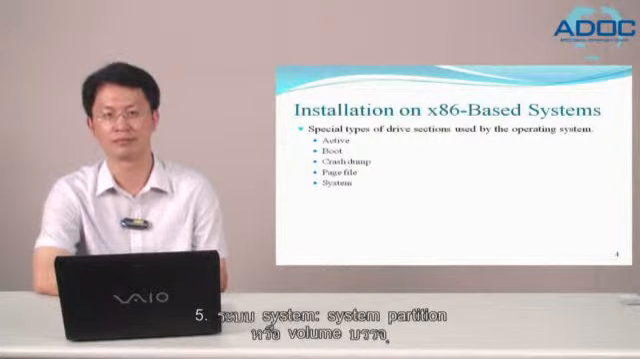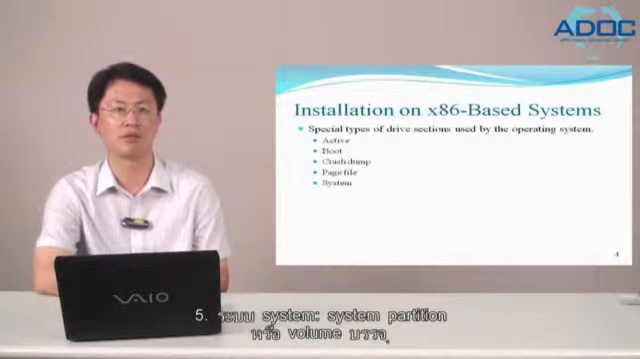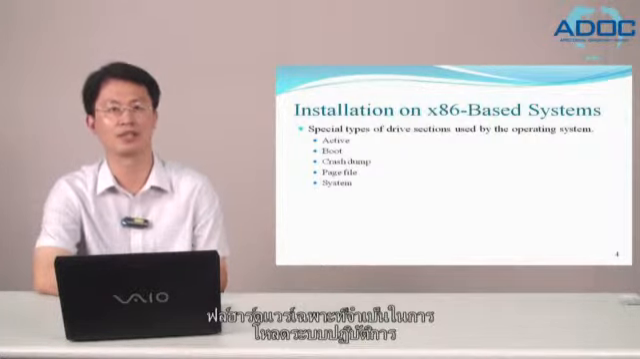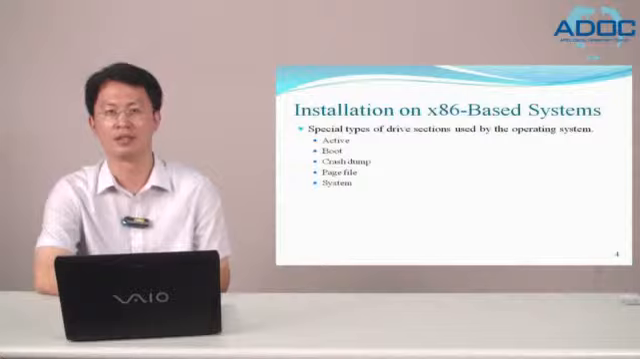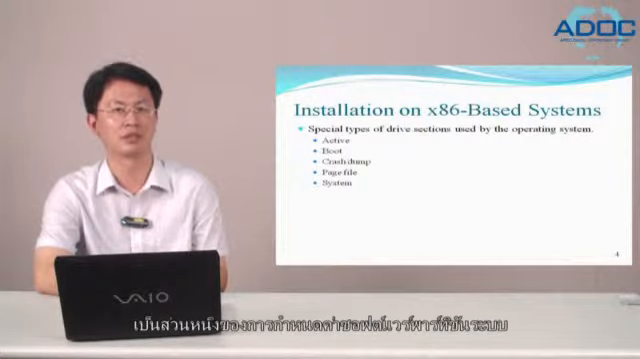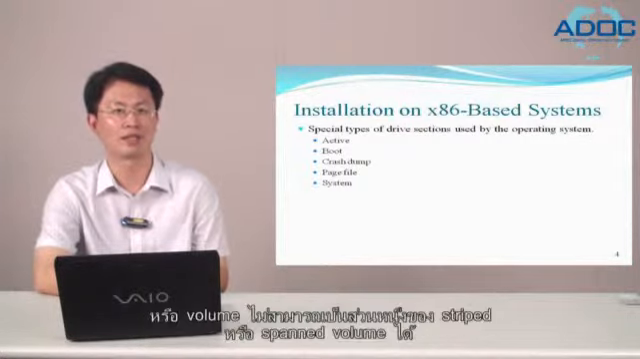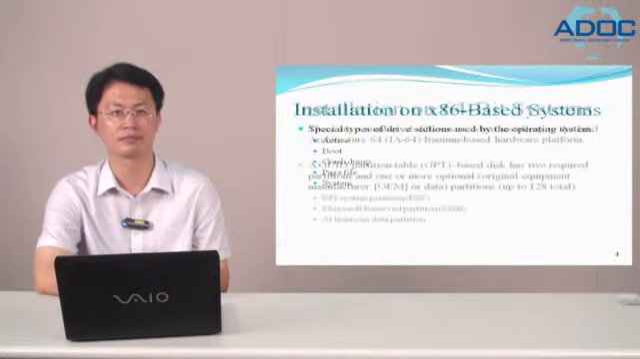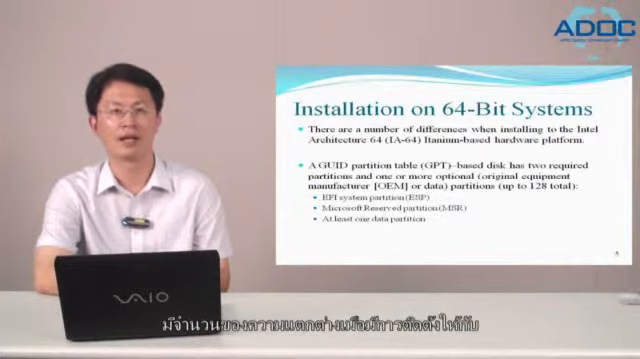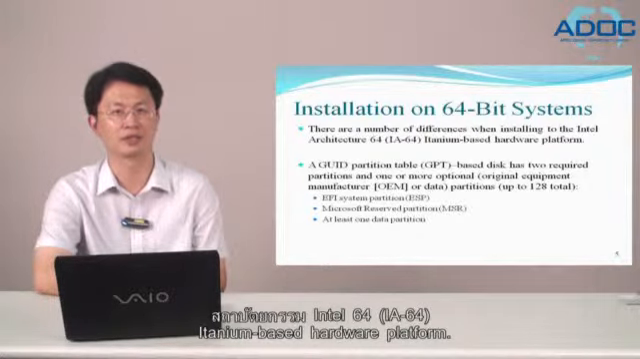Fifth, system. The system partition or volume contains the hardware-specific files needed to load the operating system. As part of software configuration, the system partition or volume cannot be part of a striped or spanned volume. And there are a number of differences when installing to the Intel Architecture 64 Itanium-based hardware platform.